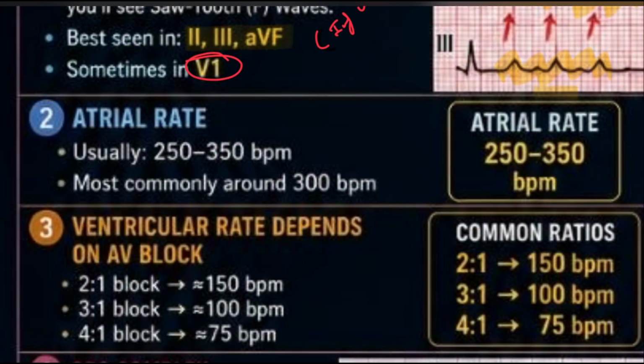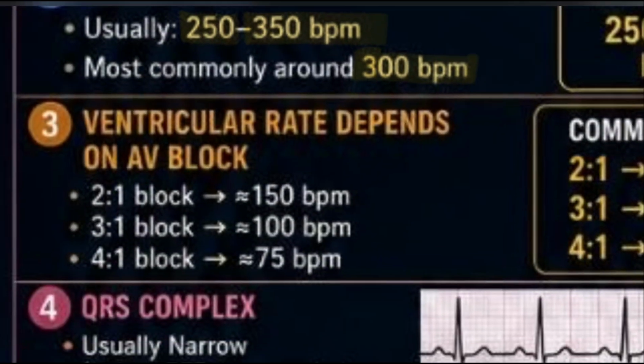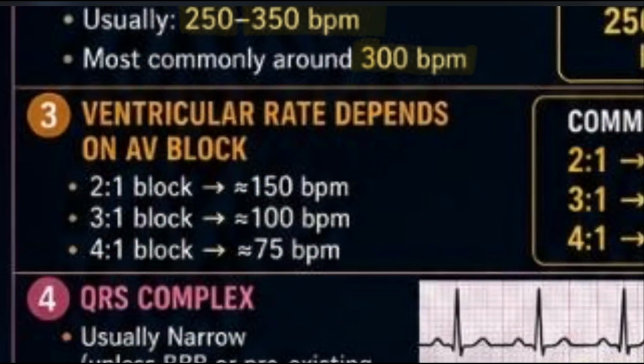Next, the atrial rate. Usually it is 250 to 350 beats per minute, most commonly around 300 beats per minute. Next, the ventricular rate depends on the atrioventricular block. If it's a 2:1 block, the ventricular rate is 150 beats per minute. 3:1 means 100 beats per minute. 4:1 means 75 beats per minute.